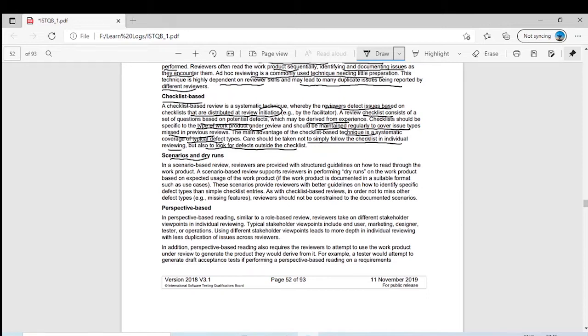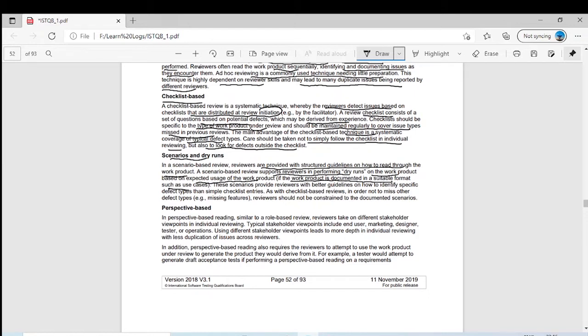then they will provide their feedback. So in scenario based review, reviewers are provided with structured guidelines on how to read through the work product. A scenario based review supports reviewers in performing dry runs, like some kind of dummy test on the work product or simulation based on expected uses of the work product. If the work product is documented in a suitable format such as use cases, normally the reviewers will be provided with some use cases, with some scenarios, and they will apply them on that work product and tell their feedback on what they have found during the review.